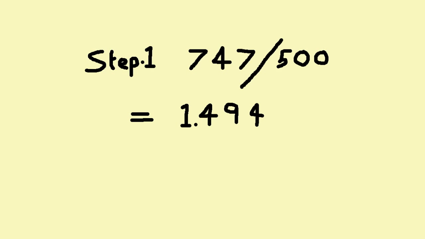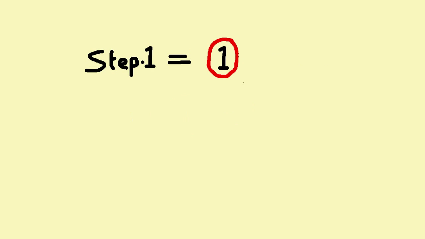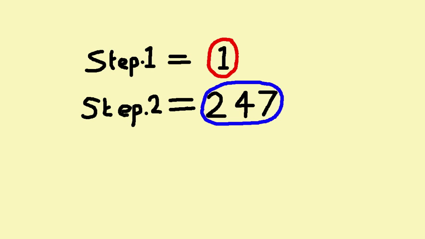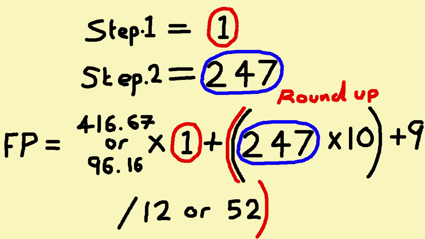Step 1. Record the integer part of your tax code divided by 500. Step 2. Record the absolute value of your tax code minus 500 times Step 1's result. Free pay is 416.67 monthly or 96.16 weekly times Step 1, plus rounded up Step 2 times 10 plus 9, divided by 12 for monthly or 52 for weekly. As a note, rounding up means that even if you have a value of 206.583, it is rounded up to 206.59.